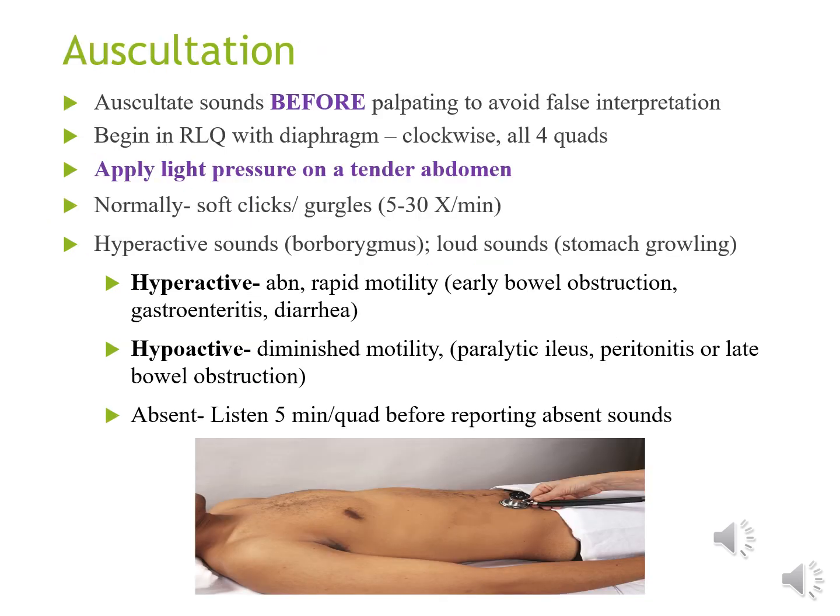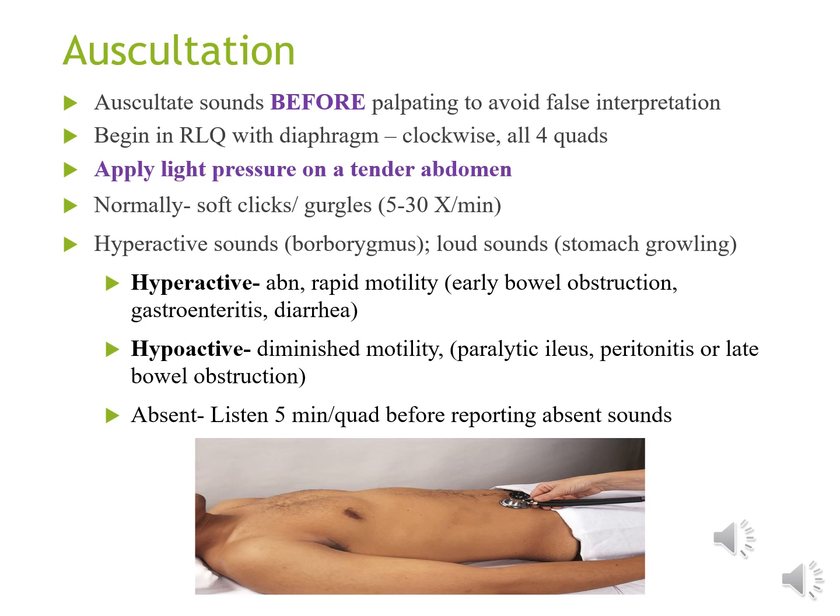So when we're auscultating the abdomen, because we're always doing that before palpation, we do that to avoid any false interpretation of our sounds. We're going to begin in the right lower quadrant and go clockwise into all 4 quadrants using the umbilicus as the center. You're going to apply light pressure with your stethoscope and utilize the diaphragm. We're listening for 5 to 30 gurgles per minute.